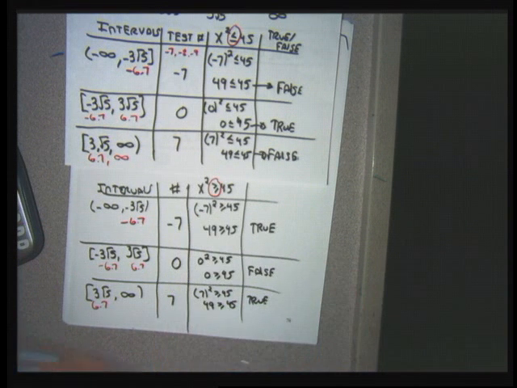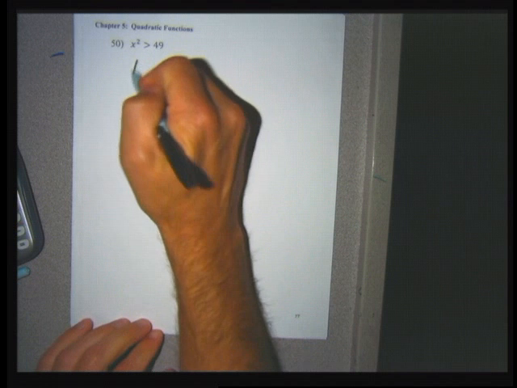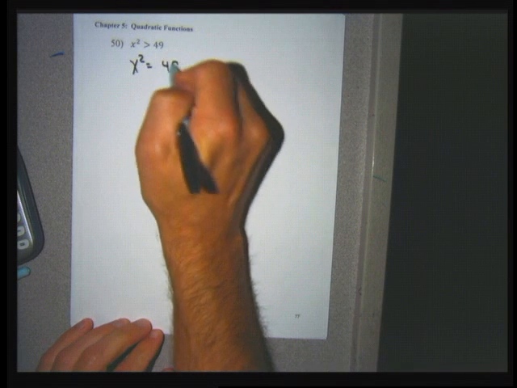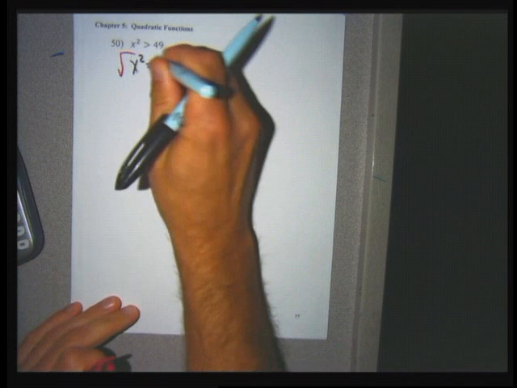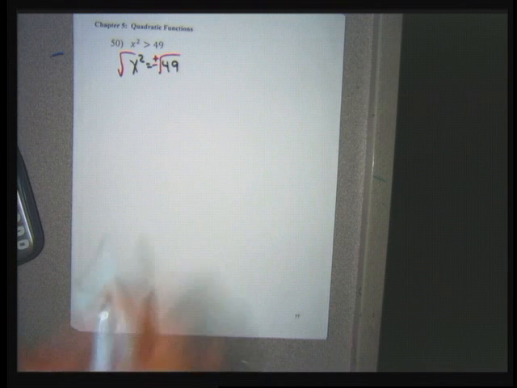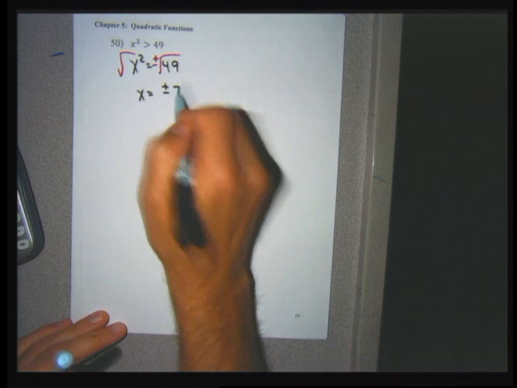I'm going to do one more problem kind of full out, and then I'm going to start getting lazy and I'm going to just doctor up my work from what I did yesterday. So first step, make this an equal. So I'm going to get x squared equals 49. Then I'm going to square root, plus or minus square root. It's going to give me x equals plus or minus 7.